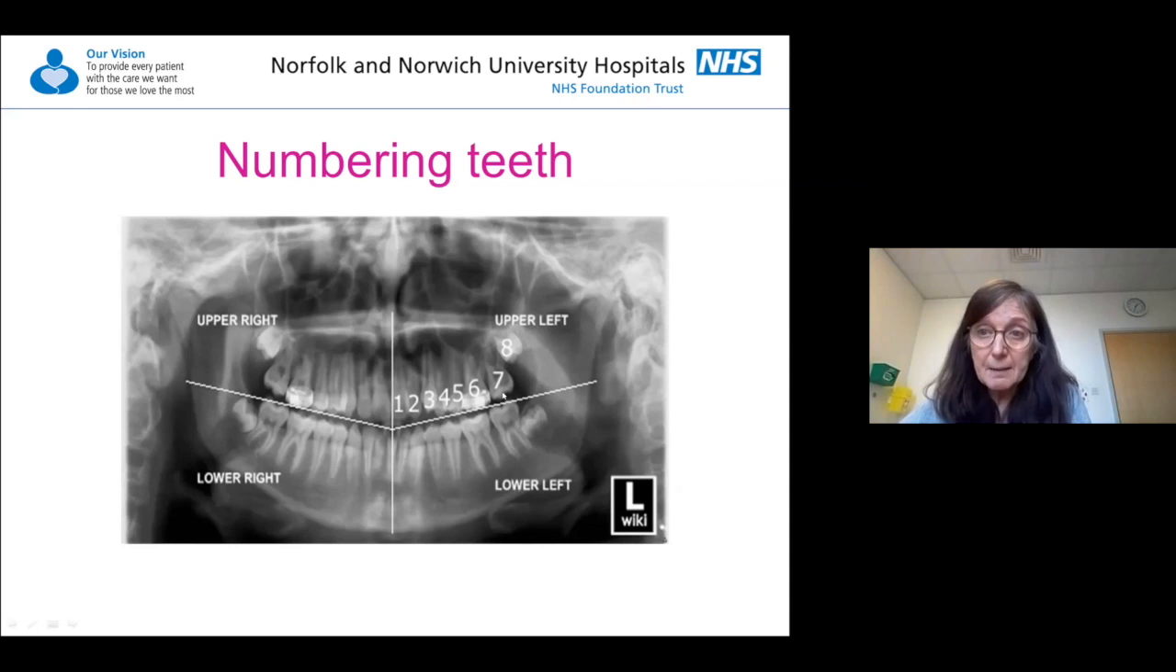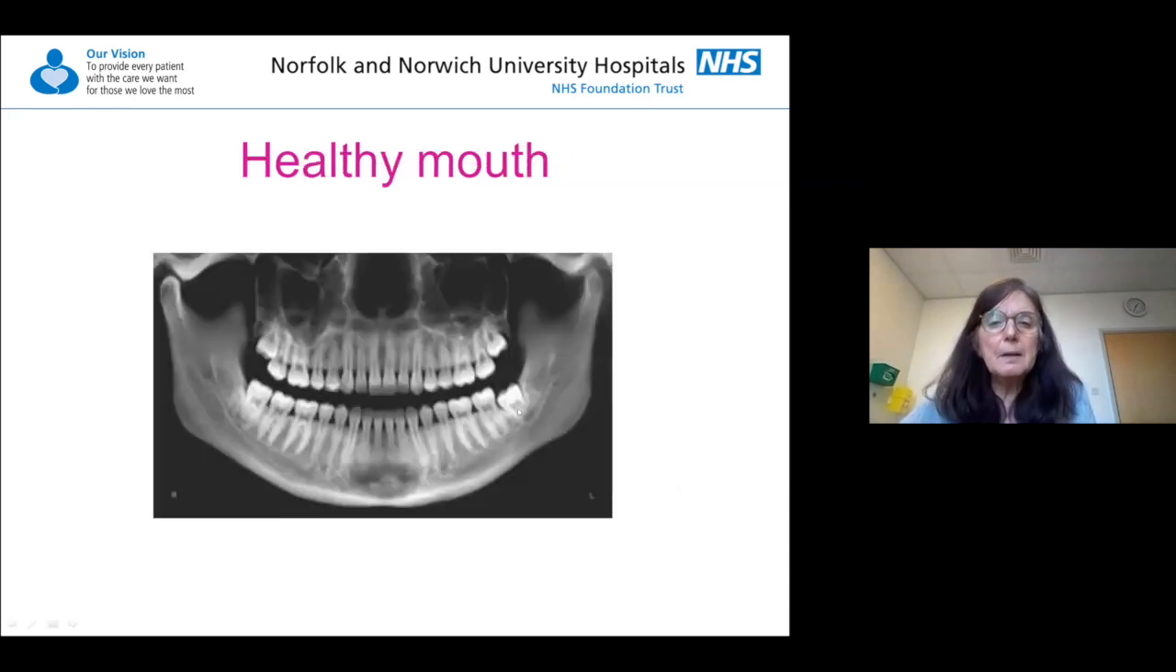For deciduous teeth, the nomenclature is a bit different, and we use the letters A to E for the baby teeth. So this is an OPT radiograph of someone with a really nice, healthy mouth, no fillings. You can see the wisdom teeth at the back. 3 are probably unerupted or partially erupted, and 1 erupted.